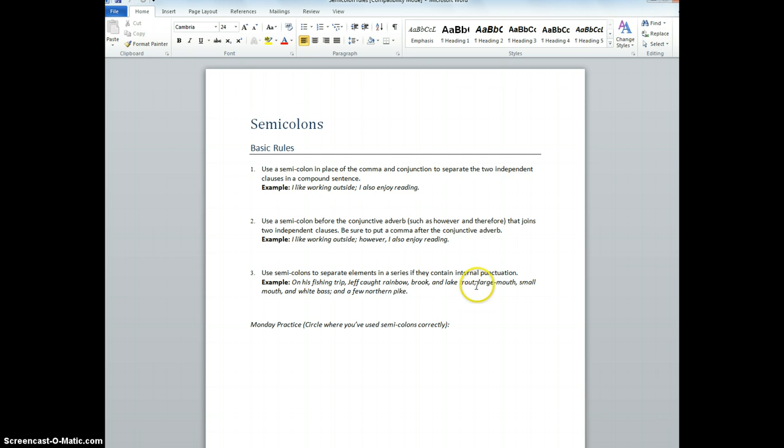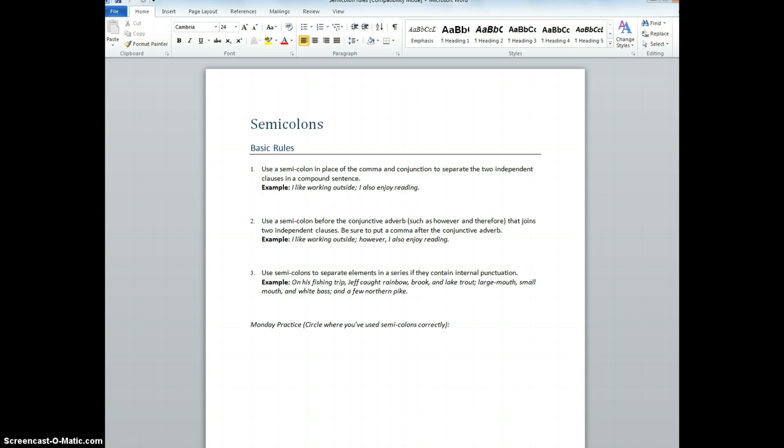It would be confusing if you only put a comma here, because you have commas separating rainbow, brook, and lake trout, and then largemouth, smallmouth, and white bass. And we wouldn't understand that rainbow, brook, and lake are all types of trout if this was only a comma here. So in order to separate these elements in a series that contain internal punctuation, we use a semicolon.